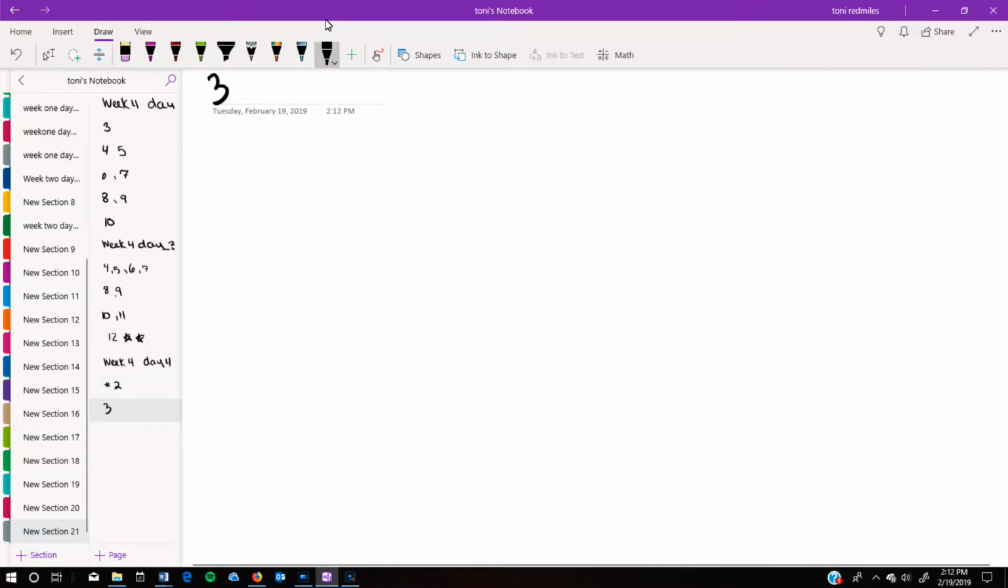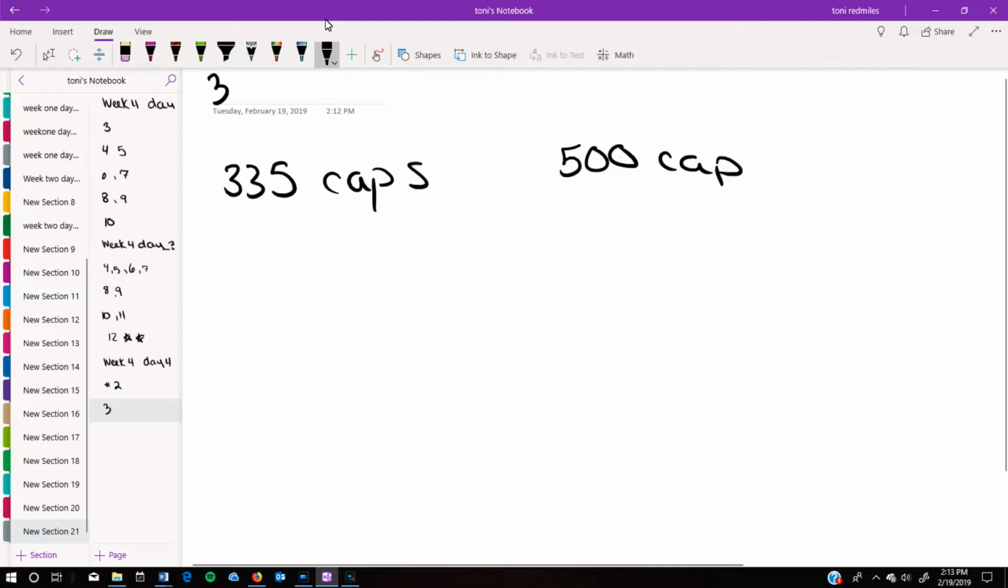Richard is collecting bottle caps for a school fundraiser. He has collected 335 caps. So that kind of sounds like a total, right? Towards his goal of 500 caps. Maybe the 500 caps is the total. So this is how many he has. This is how many he needs to get. If he collects 15 bottle caps per week, how many weeks will it take for him to get his goal?